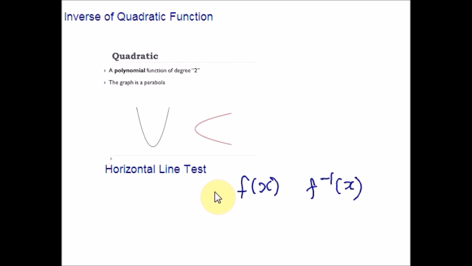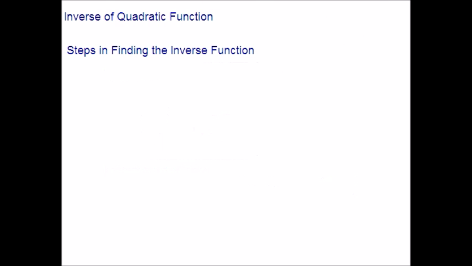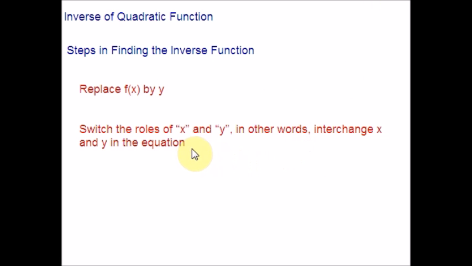Now let me show you the key steps in finding the inverse function of a quadratic function. You would be familiar with these steps because we are discussing a series of inverses of different kinds of functions, so some of the steps may be very similar to other types of functions. As a first step, replace f of x by y. Second, switch the roles of x and y. In other words, we have to interchange x and y in the equation. The third step is to solve for y in terms of x. We have to do this algebraically.